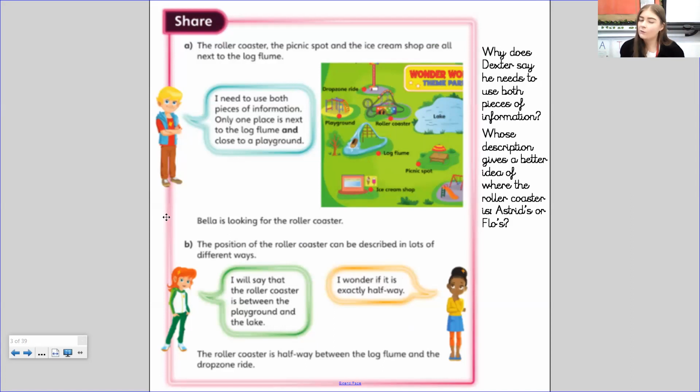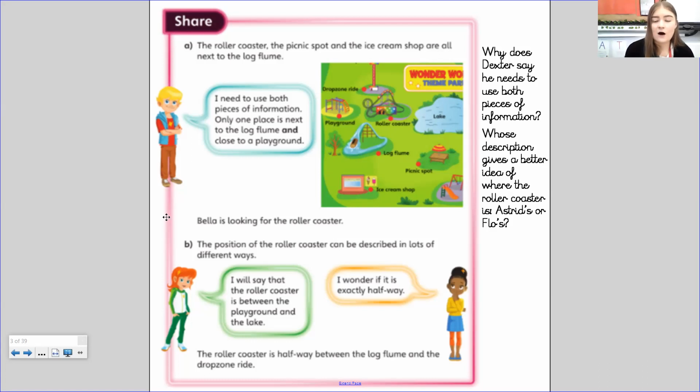Now, I think the other one's Flo. Flo is a little bit more specific because she says, I wonder if it is exactly halfway. Now, if we said, instead of between the playground and the lake, if we said halfway, then that would make it even more specific. And actually, at the very bottom, we can see that the description is taking out the confusion about the two playgrounds by not using the playground, using something else instead.